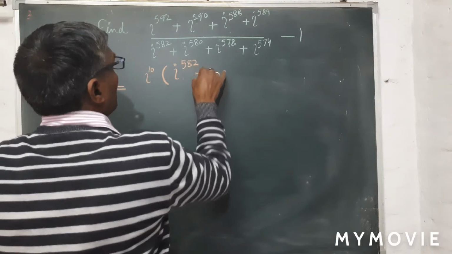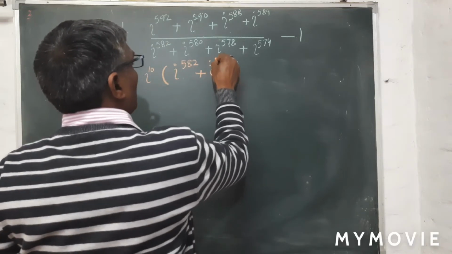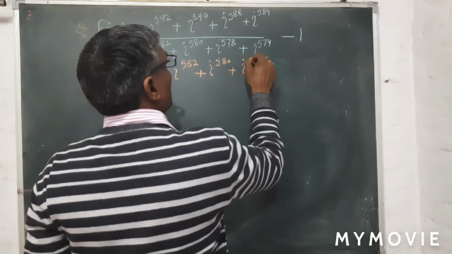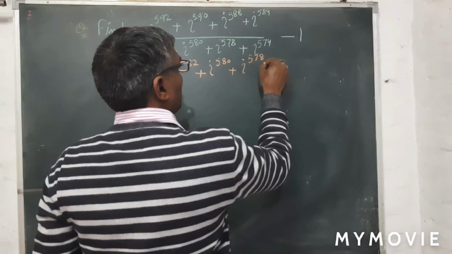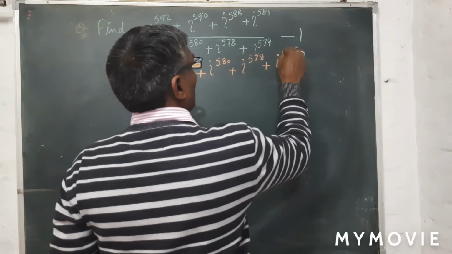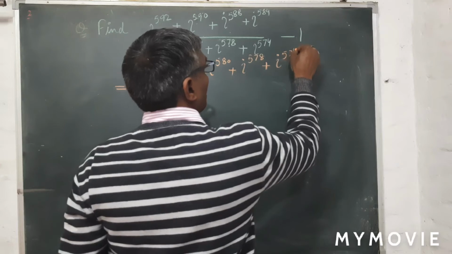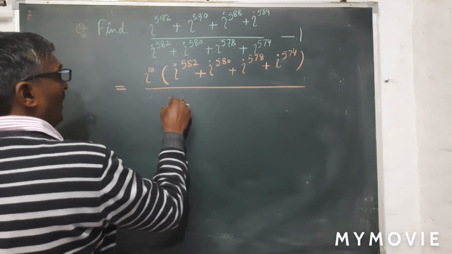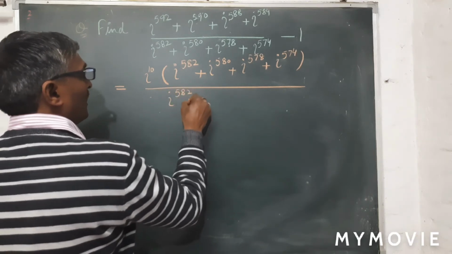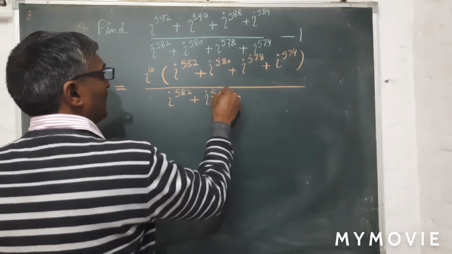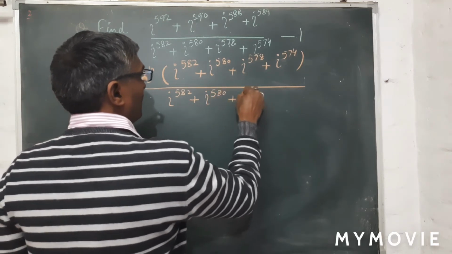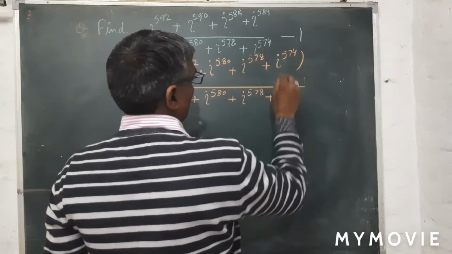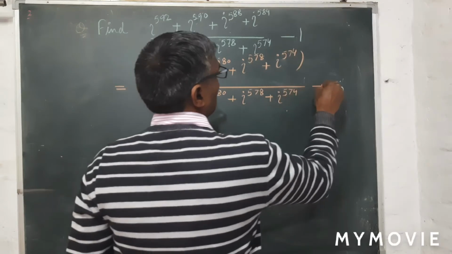Here left iota to power 582, right? Subtract 10 from this, iota to power 580 will come, and here subtract 10, iota to power 578, plus here subtract 10, iota to power 574, upon iota to power 582 plus iota to power 580 plus iota to power 578 plus iota to power 574, minus 1.